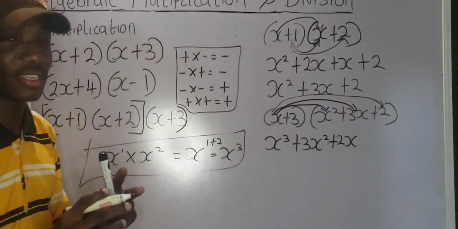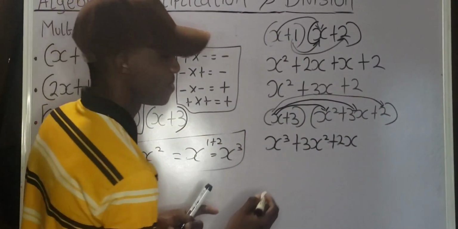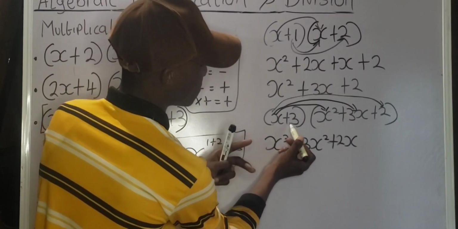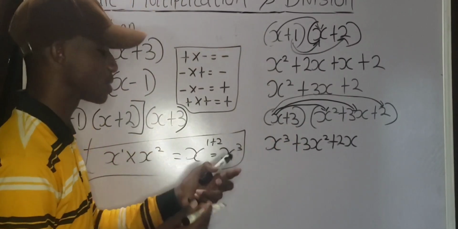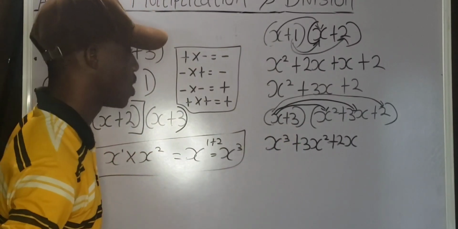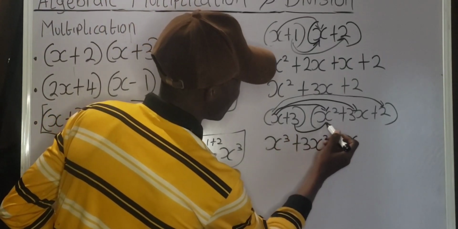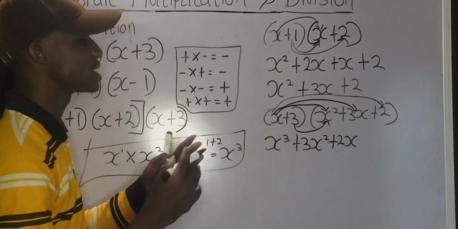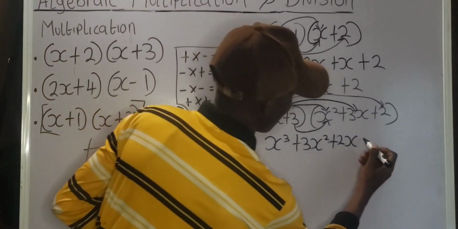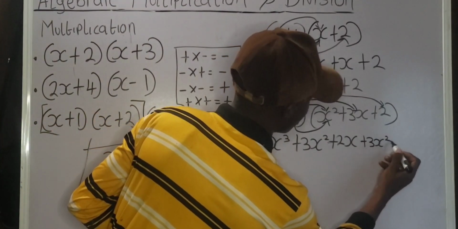Do you understand? Okay, let's proceed. The second part of the first bracket is what? Positive 3. So we are still going to proceed with the same approach. Positive 3 multiplied by x squared, that is what? Positive 3x squared. So I'm going to have positive 3x squared.